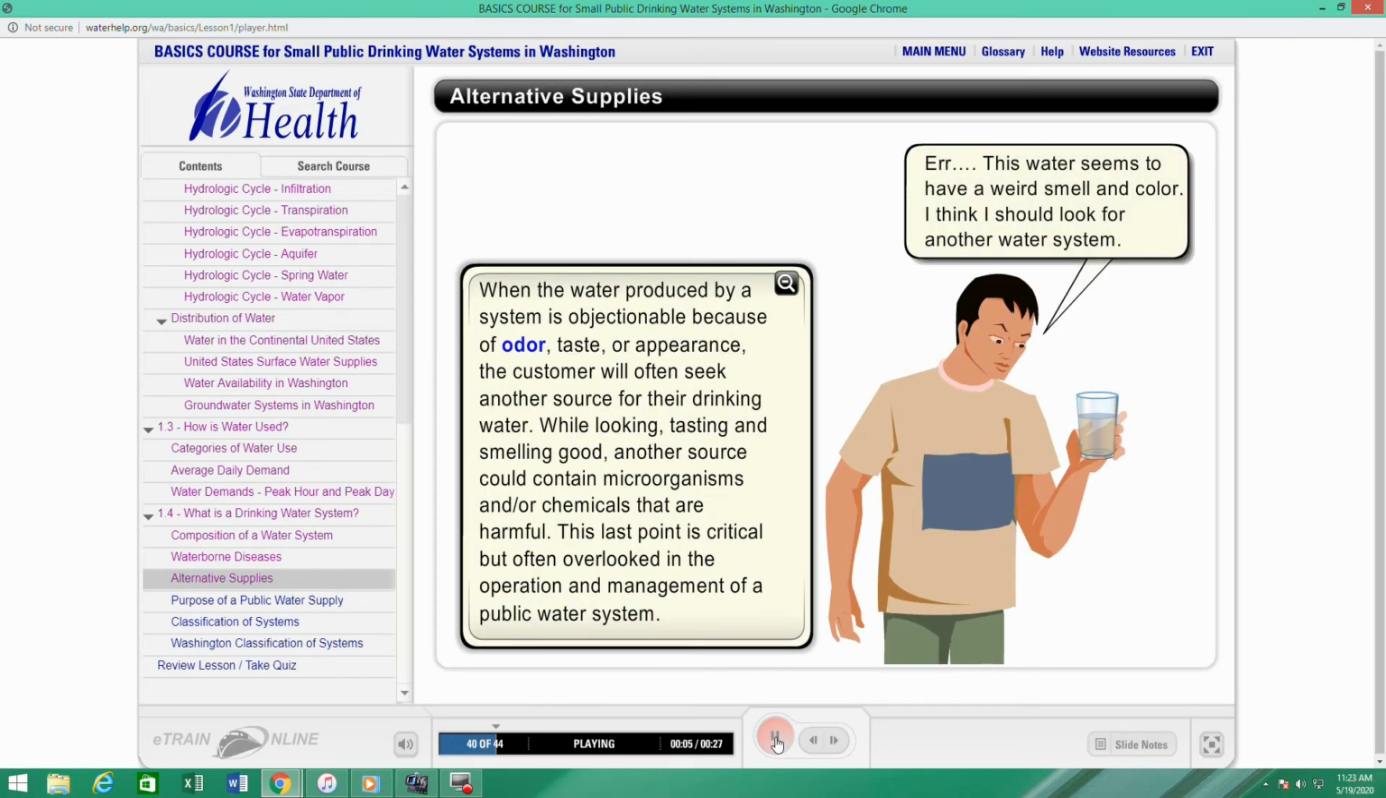When the water produced by a system is objectionable because of odor, taste, or appearance, the customer will often seek another source for their drinking water. While looking, tasting, and smelling good, another source could contain microorganisms and/or chemicals that are harmful. This last point is critical, but often overlooked in the operation and management of a public water system.